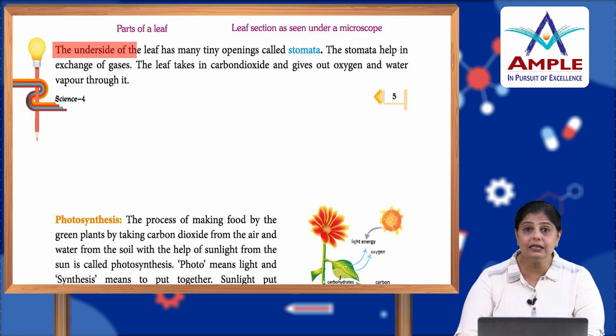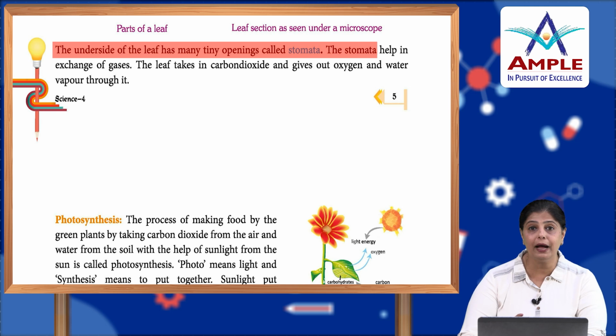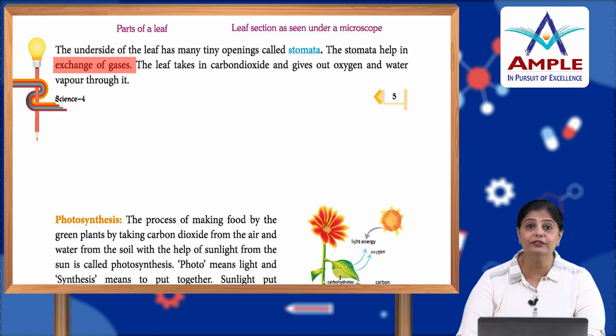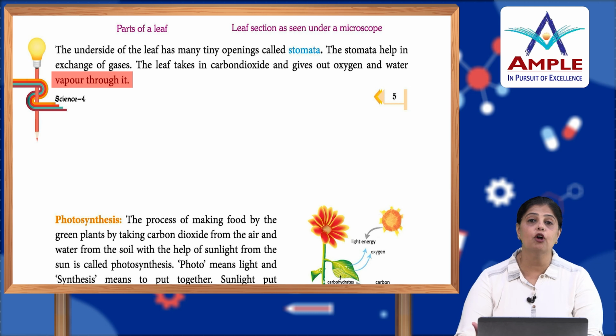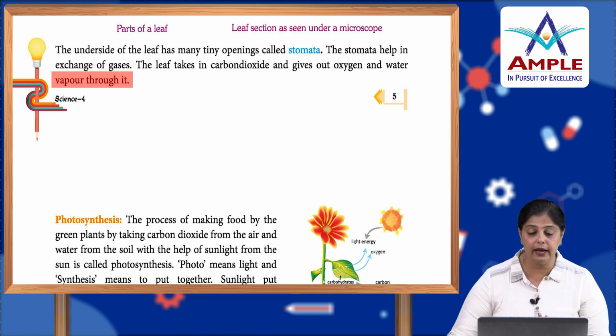Now the underside of the leaf, that means the back side of the leaf, there are tiny openings. Now these tiny openings are called stomata. The stomata help in the exchange of gases. Now the leaf takes in carbon dioxide and it gives out oxygen and water vapor through it, and this is the oxygen that we use. Alright.